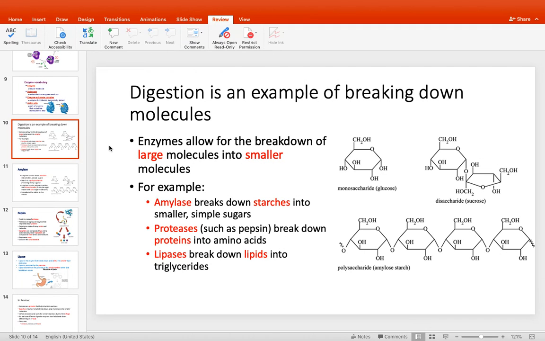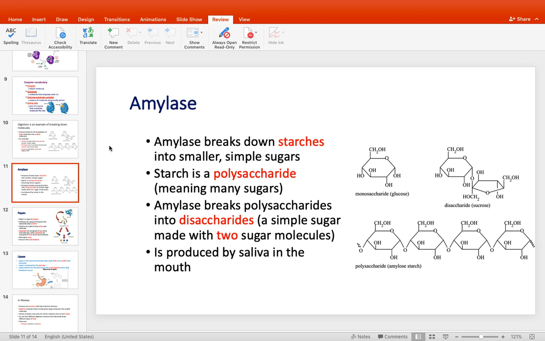So amylase, for example, breaks down starches into smaller, simple sugars. Amylase breaks down starches and carbs into simple sugars. Starch is a type of polysaccharide, which means many sugar molecules put together, such as many glucose molecules attached to one another. And again, you can think of this as each glucose molecule being a bead on a string, and the entire string would be a polysaccharide.